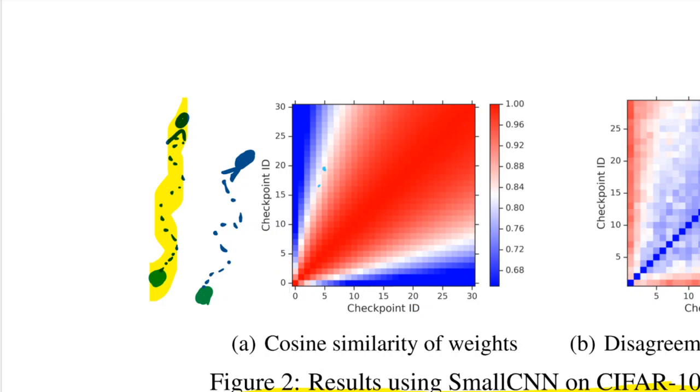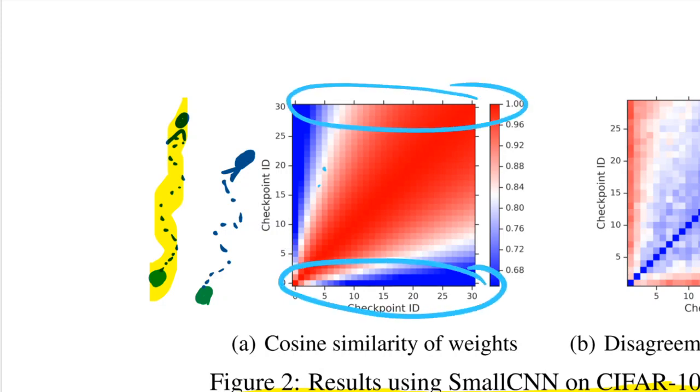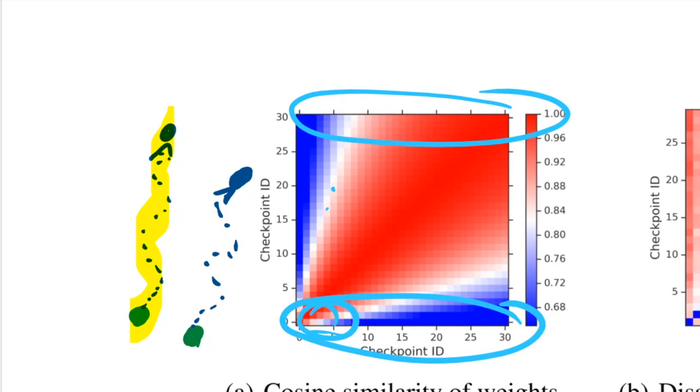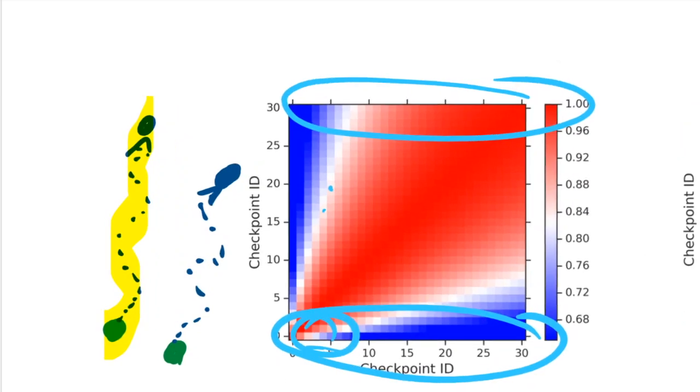So if you just look at two rows, you look at the bottom row and you look at the top row. The bottom row tells you how similar are the checkpoints during training to the initial checkpoint. And you can see pretty quickly they are very dissimilar. So at this point right here, there is kind of a dissimilarity happening where the checkpoint goes away from its initialization to something else. And the top row tells you how similar are they to where the network ends up.